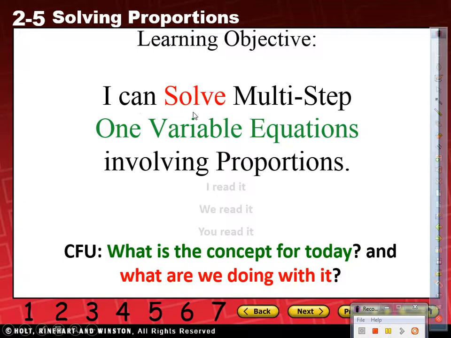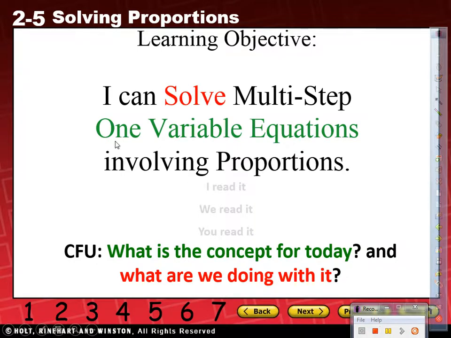So our objective for today: I can solve multi-step equations. I can solve multi-step one-variable equations involving proportions. Let's read it together. 1, 2, 3. I can solve multi-step one-variable equations involving proportions. So we're still on multi-step one-variable equations, and now we're going to do an extra component, but I need to refresh your memory in regards to proportions.